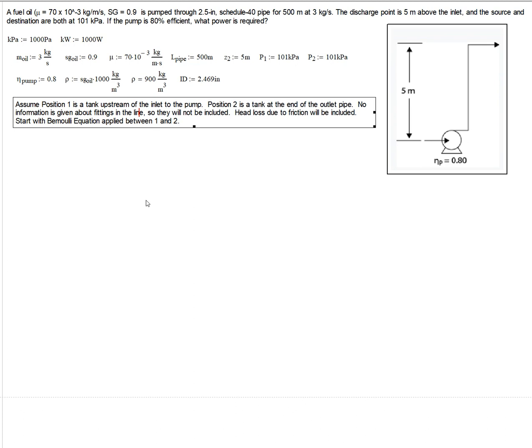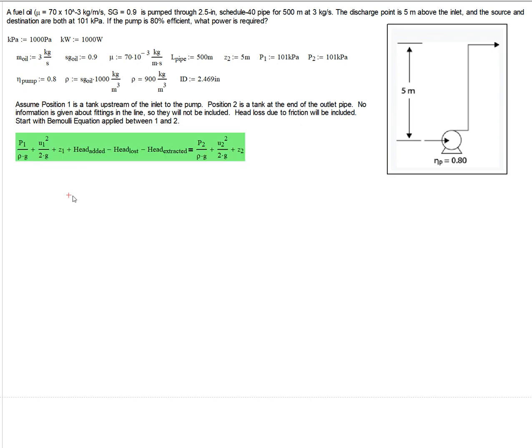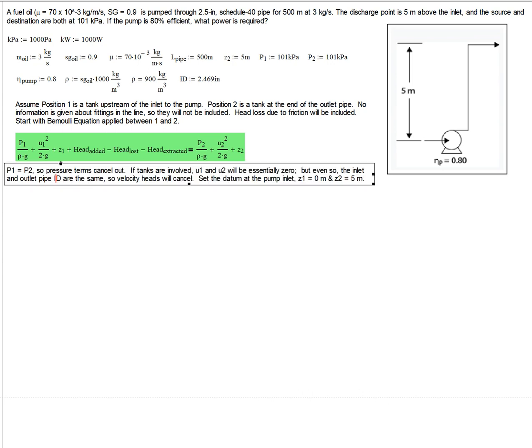We don't really care whether it's on the inlet or the outlet side. So we can assume that position 1 is a tank that's upstream, position 2 is a tank that is downstream. We have no information given about fittings in the line, so we're not going to include that. We're just told that the length is 500 meters. And so what we can do is apply Bernoulli's equation. Here's our Bernoulli equation from position 1 to position 2, and we can then start to look at terms to cancel out or simplify to 0.